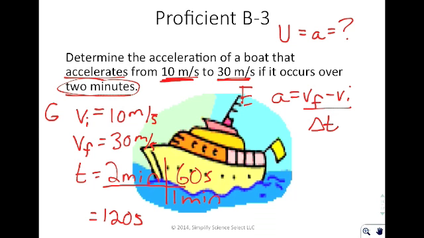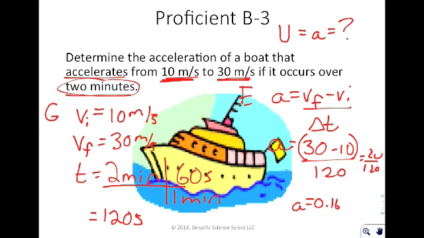Now you can plug in your numbers. You would say a is equal to 30 minus 10 divided by 120. Please make sure that you do 30 minus 10 first, and you get 20 divided by 120. And when you put that into your calculator, you get something along the lines of 1 over 6, or if you go ahead and multiply it out, you get something along the lines of 0.167 meters per second squared.